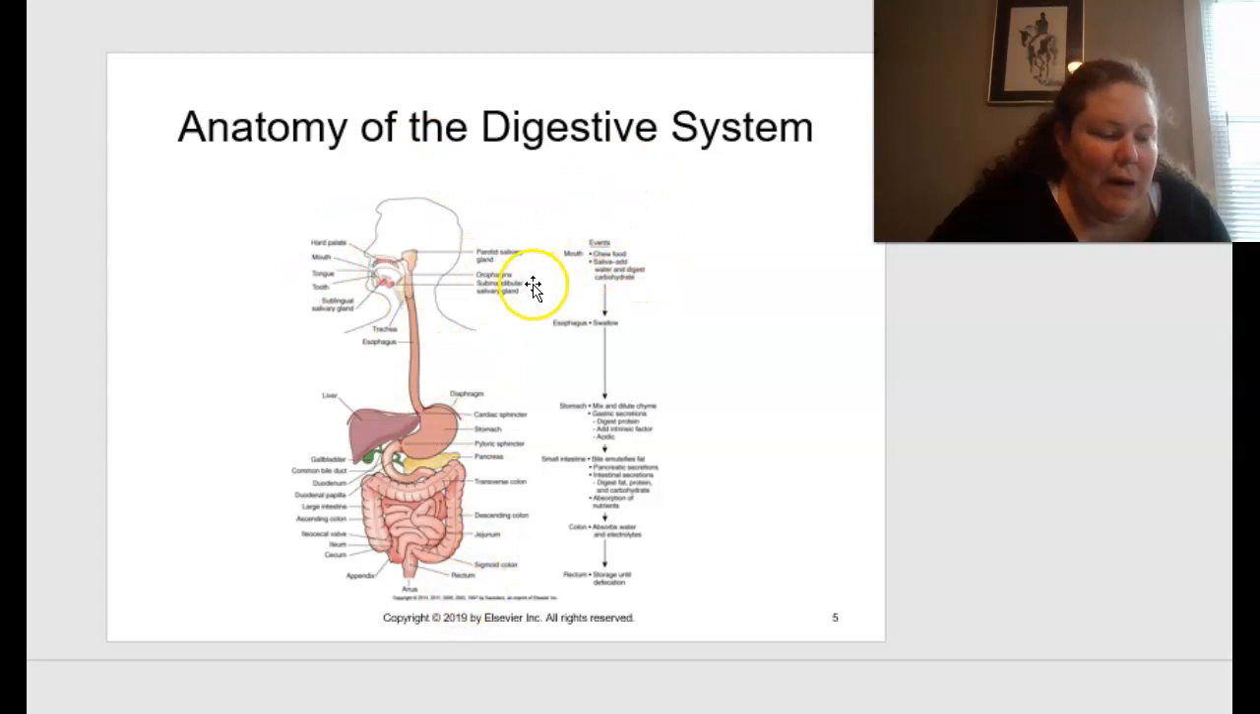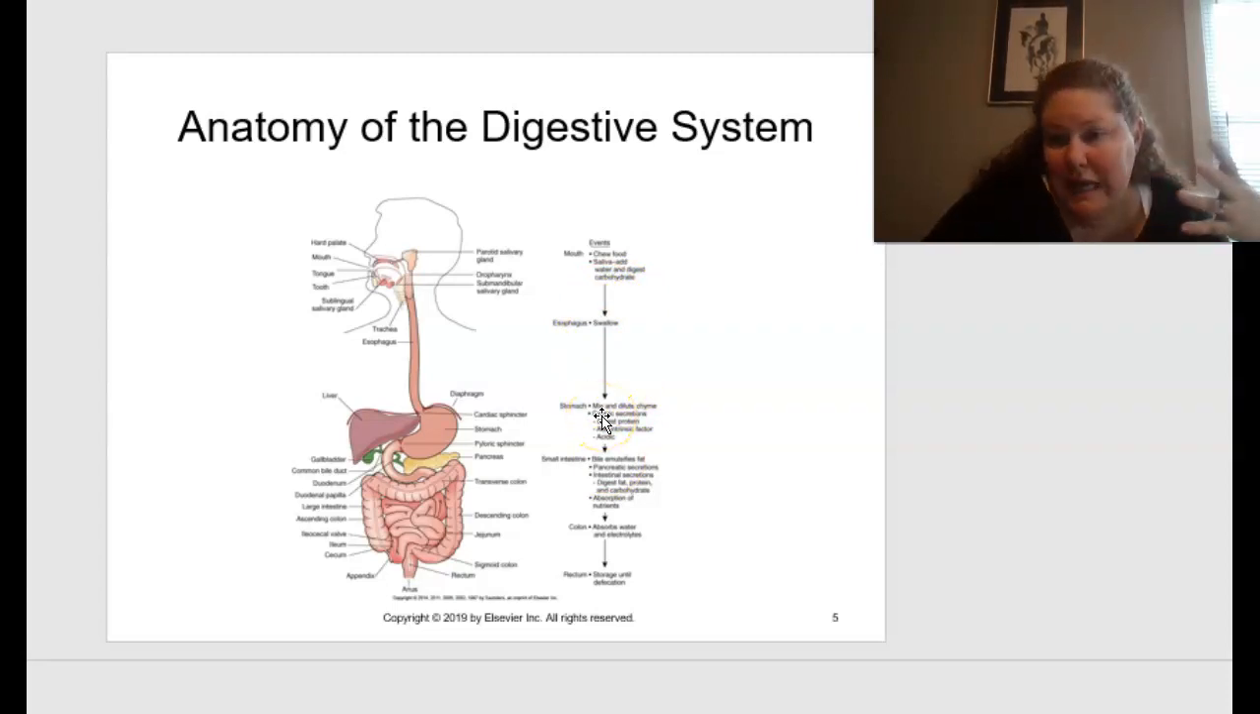In the mouth, the events are going to be chewing food, adding saliva, water, and we start to digest our sugars, those carbohydrates, in our mouth. And then the esophagus, the function that is important there is going to be swallowing. The stomach itself is where we mix and dilute the chyme, which is the masticated, partially chewed, started-to-be-digested stuff that we swallow.